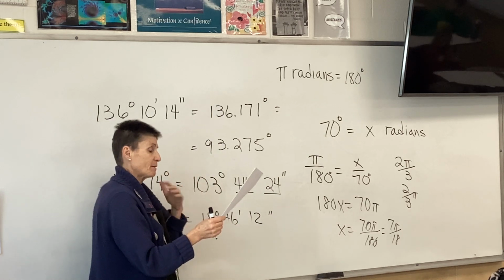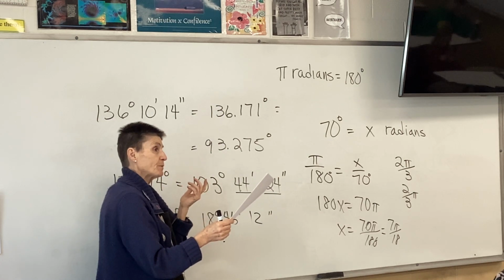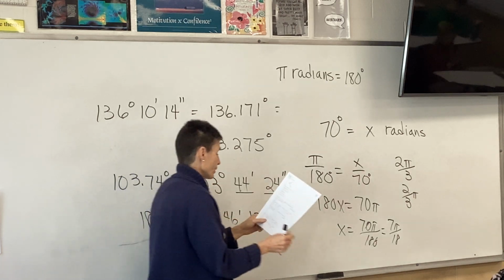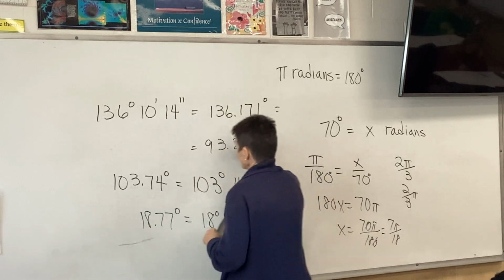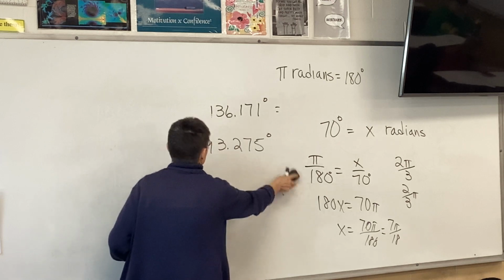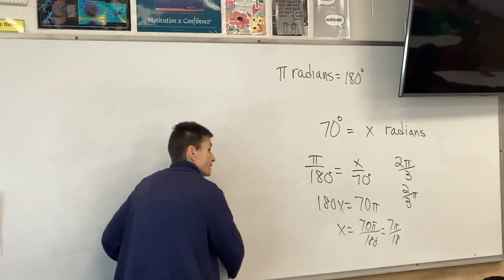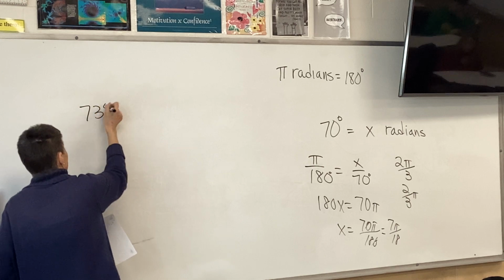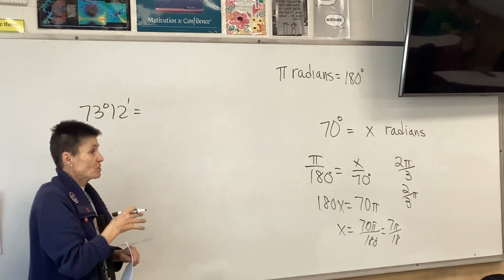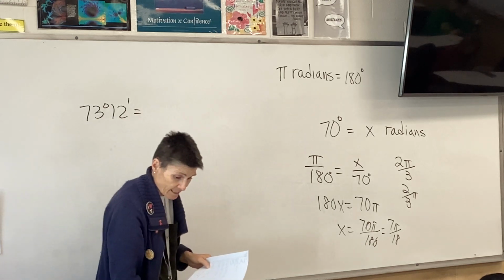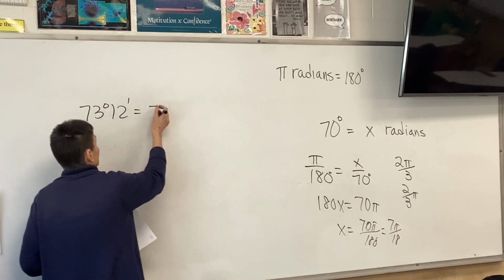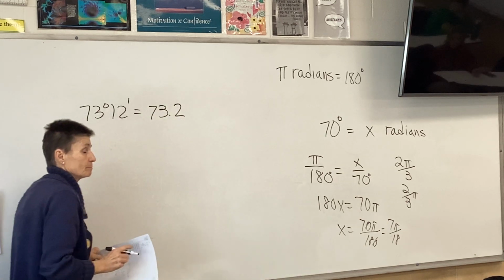Convert to radians, but this time you can use your calculator. Okay? So what do you think we're going to do with 73/12? Change it to a decimal. Very good. So 73/12, dig back in your memory from 5 minutes ago, change this into a decimal. What is it in a decimal? 73.2. 73.2.